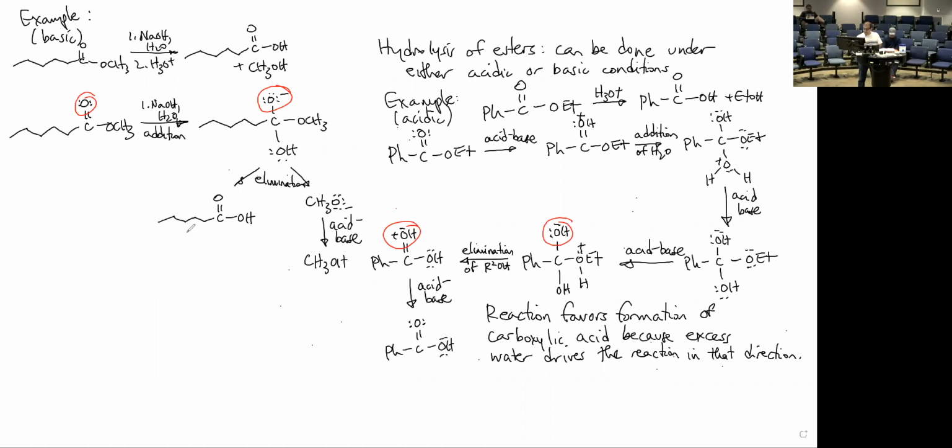But at the same time, there's still OH- present. This is going to be our acid-base step. OH- still present. And what we'll get is the carboxylate ion. And then we just have one more step. That's when we need to add our acid, because we want to put the proton back on here.